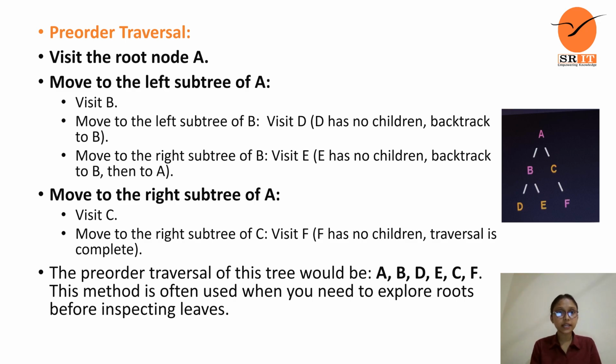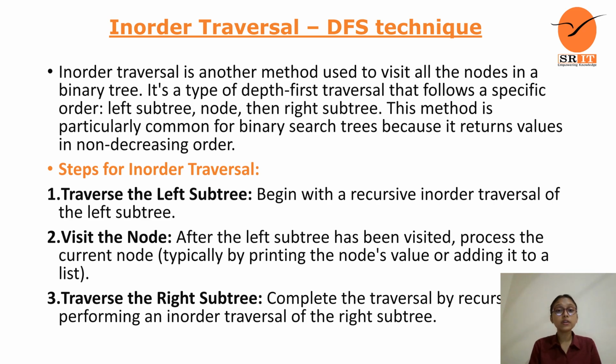Now moving on to the next technique, which is in-order traversal. As the name suggests, the root is between left and right. So first we explore all of the left subtree, then we visit the node, and then we go to the right subtree. In-order traversal is another method used to visit all the nodes in a binary tree. It's a type of depth first search that follows a specific order: left subtree, node and then right subtree. This method is particularly common for binary search trees because it returns values in non-decreasing order.